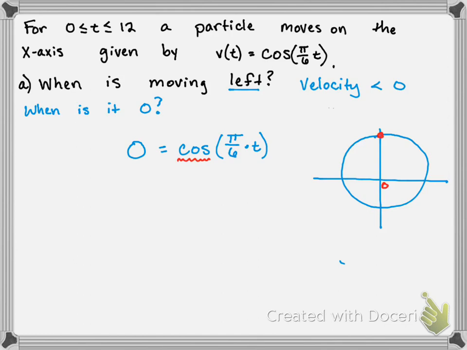There are 2 points on our unit circle where the x values are 0. This is 1 point where the x value is 0, and this is another point where the x value is 0. So we have to think about what those are. This one is pi over 2, and the other one is 3 pi over 2. Those are the two values that I need to make the inside part equal to, because that will give me the 0 that I need.